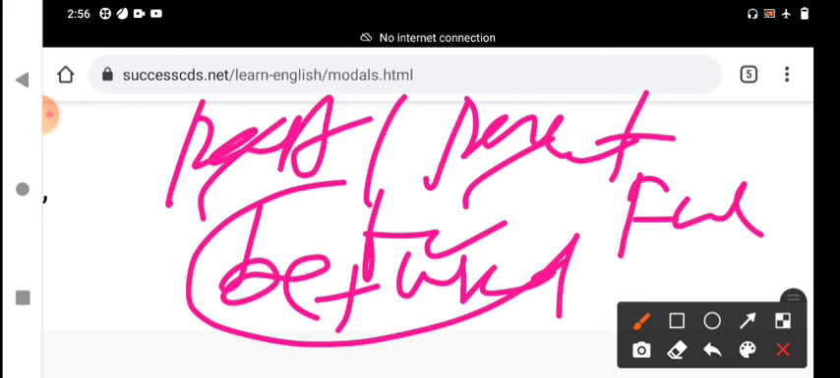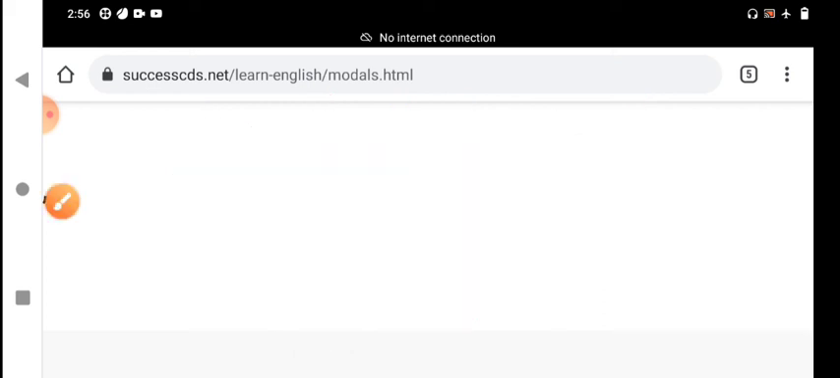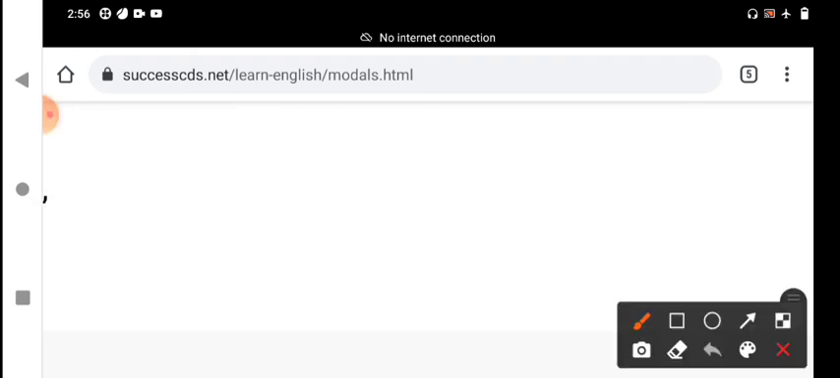This structure is called be plus used to. Be means be form verbs. What are the be form verbs? There are five be form verbs: am, is, are, was, were. For example, I will give you one example, and after completion of this class, I will sum up.